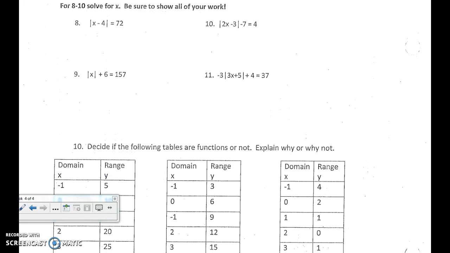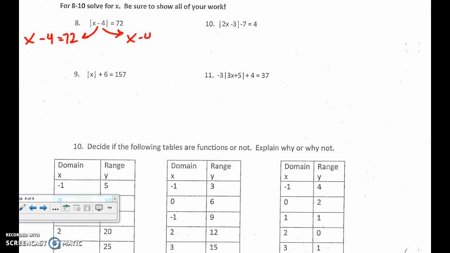Okay, absolute value. Remember, absolute value, you're going to have 2 answers. Okay, you're going to have a positive and a negative. You're going to split it up into two. Since the absolute value is already by itself, I don't have to move anything over. I can just split it up right away with my equation.